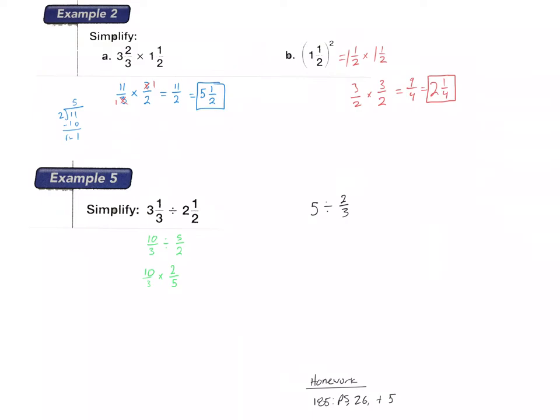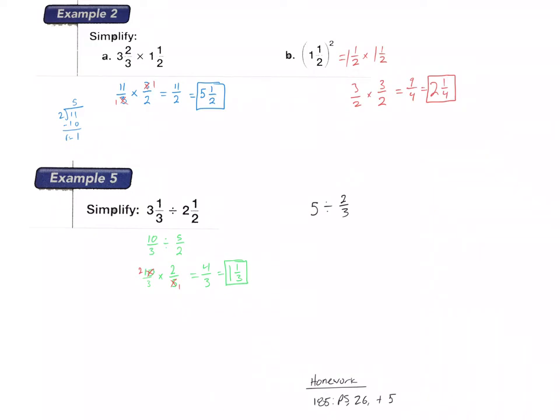I can reduce. 5 goes into 5 one time, 5 goes into 10 two times. So on the top, 2 times 2 is 4. On the bottom, 3 times 1 is 3. That's going to be 1 and 1/3. Because 3 fits into 4 one time with a remainder of 1.